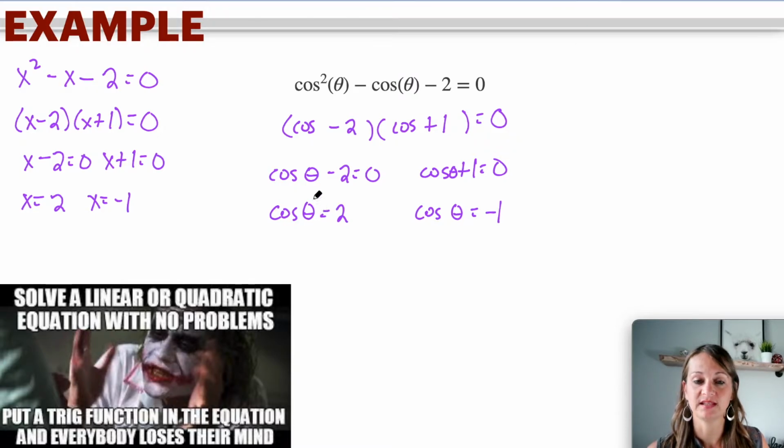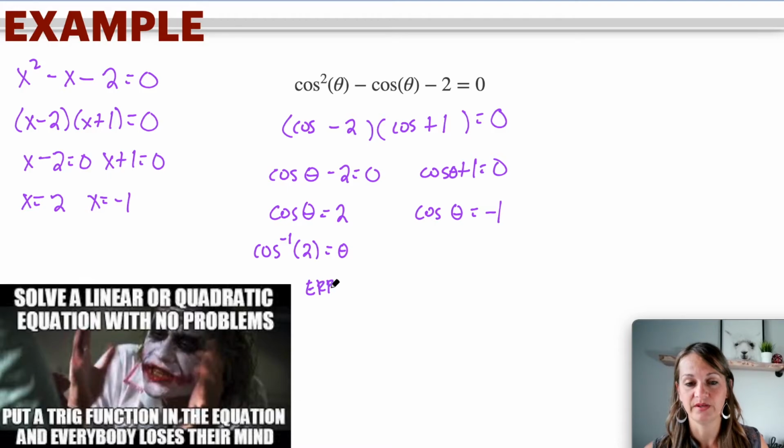And if you were to put this in the calculator, like if you were to find the inverse of cosine to find the angle, it would give you an error because cosine can never equal a number greater than 1. So the only way you're going to get an answer is on this side. So when does cosine equal negative 1? And that is at pi.